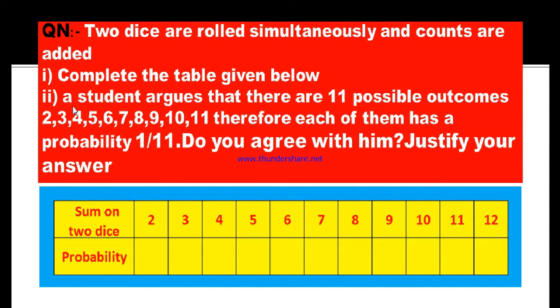And the second bit, a student argues that there are 11 possible outcomes: 2, 3, 4, 5, 6, 7, 8, 9, 10 and 11. Therefore, each of them has a probability 1 by 11. Do you agree with him and justify your answer?